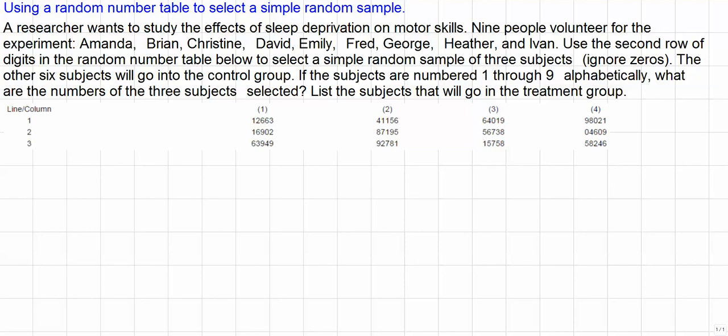A researcher wants to study the effects of sleep deprivation on motor skills. 9 people volunteer for the experiment: Amanda, Brian, Christine, David, Emily, Fred, George, Heather, and Ivan.